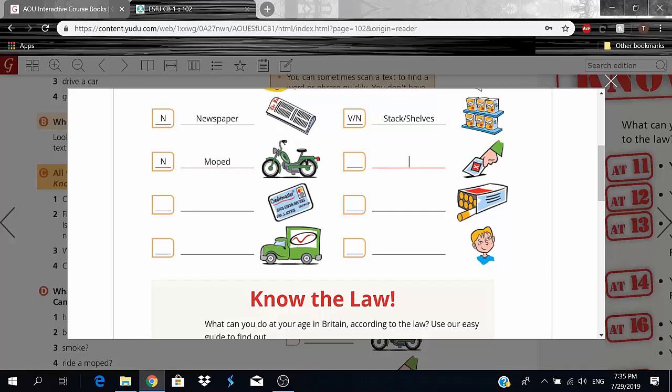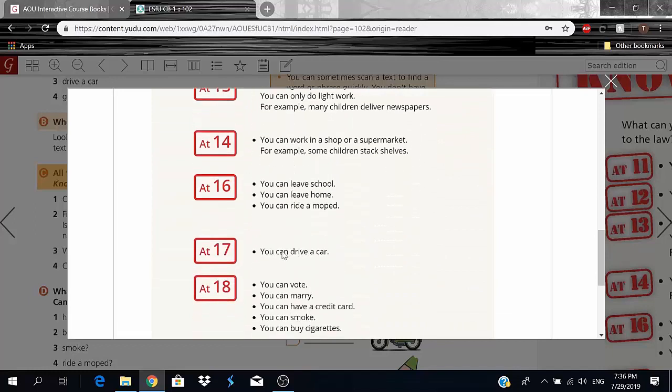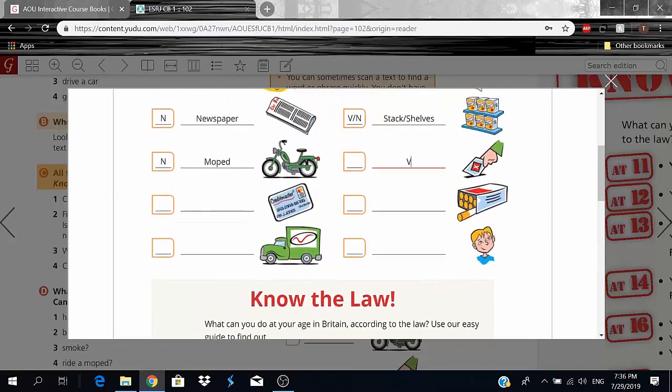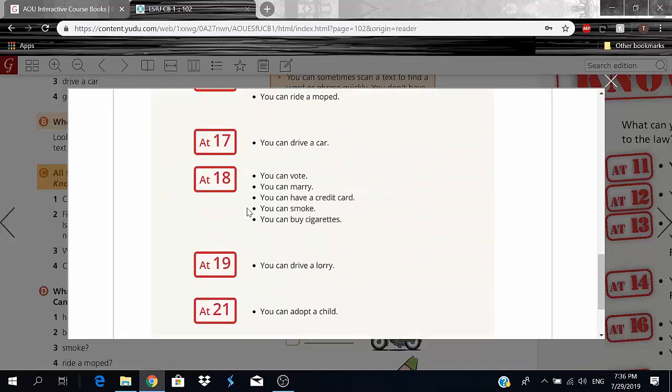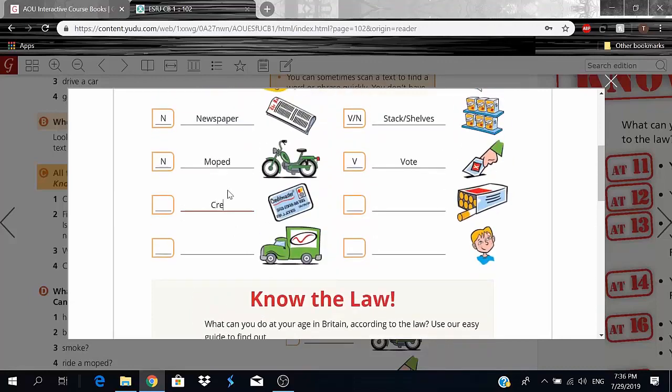And what is that? Is this voting? I'm pretty sure that's voting. So you can drive a car, and finally at 18 you can vote. Yeah, I'm pretty sure that's vote. So here we go, vote, and that is actually a verb, okay? Because I'm voting, it's an action that I'm doing, so that's a verb. And I'm guessing this is a credit card as well. So actually, let me check just to be sure. You can have a credit card. Yep, that's the one. So credit card.